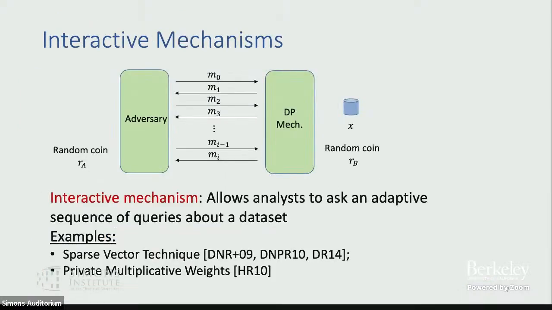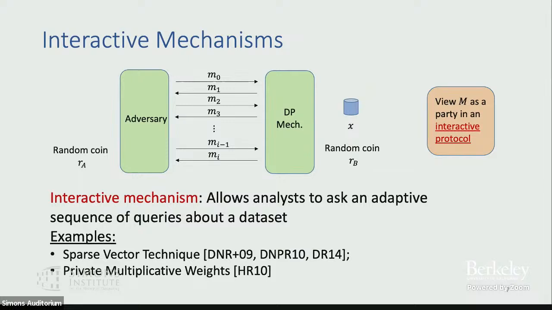All these definitions only consider non-interactive mechanisms, which release query answers in one shot. But often we want to do interactive analysis. Like we want to first do some summary statistics and then do some fine-grained analysis, or we want to have feature selection and then do regression. So the interactive mechanism allows the analyst to ask an adaptive sequence of queries about a data set.